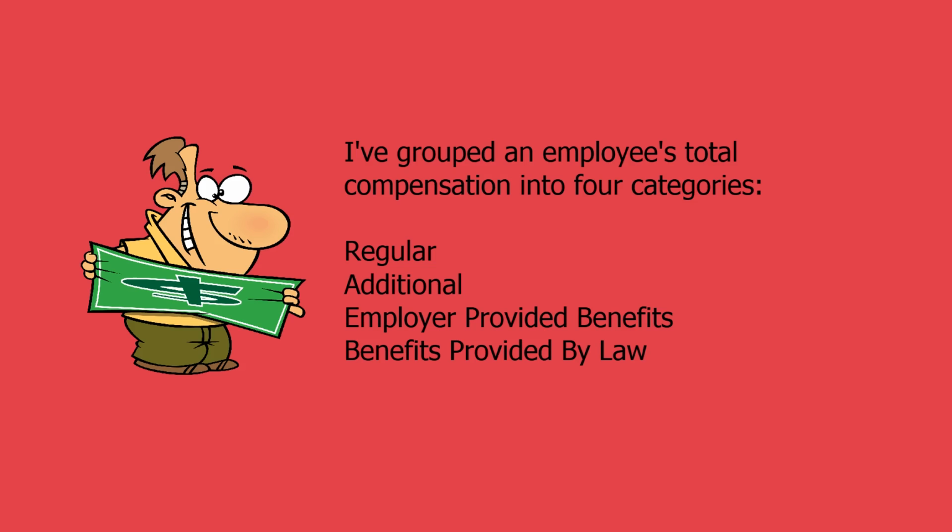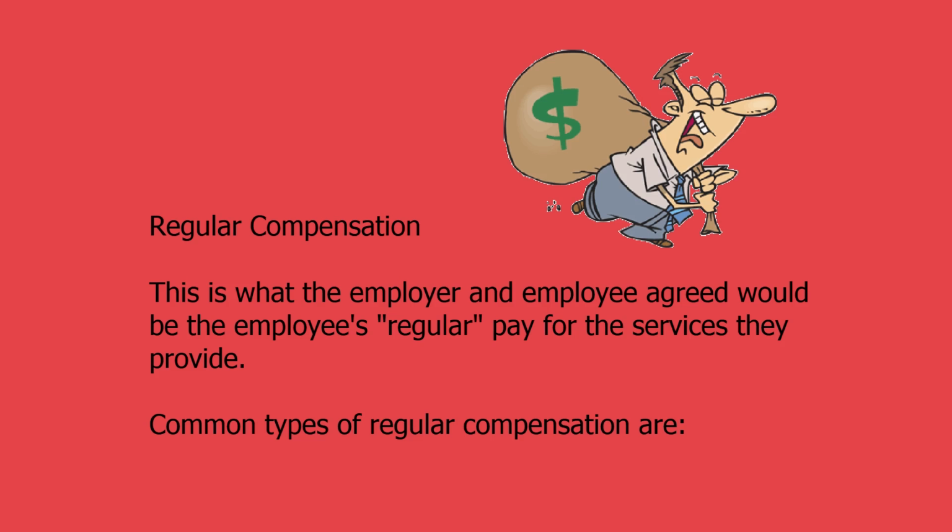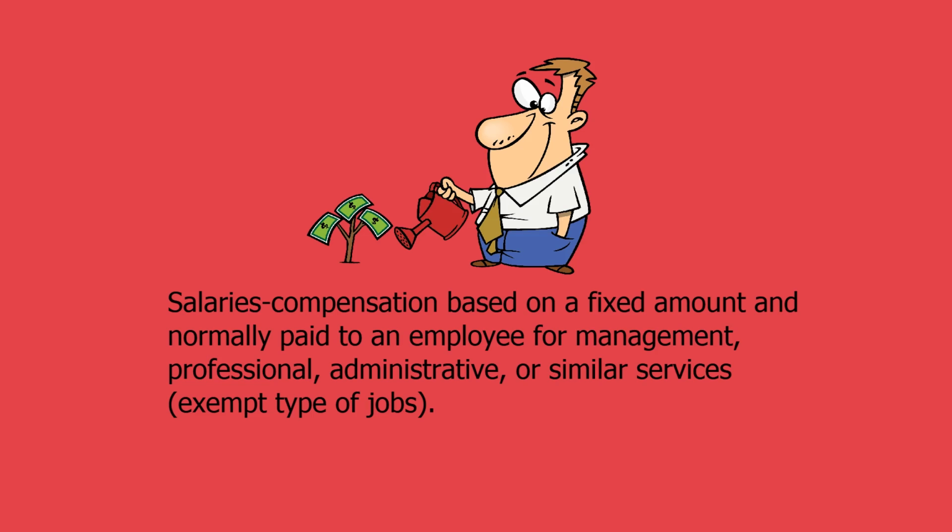I've grouped an employee's total compensation into 4 categories: regular, additional, employer-provided benefits, and benefits provided by law. Regular compensation. This is what the employer and employee agreed would be the employee's regular pay for the services they provide. Common types of regular compensation are salaries: compensation based on a fixed amount and normally paid to an employee for management, professional, administrative, or similar services, exempt type of jobs.